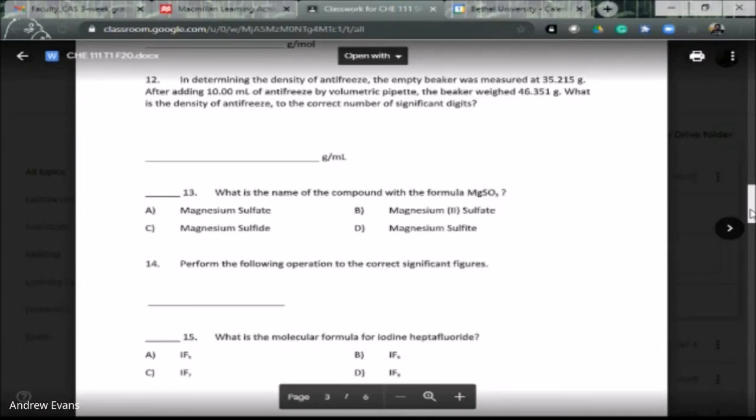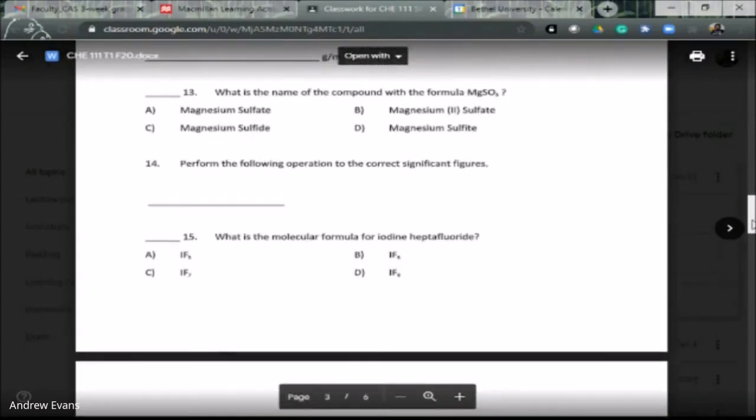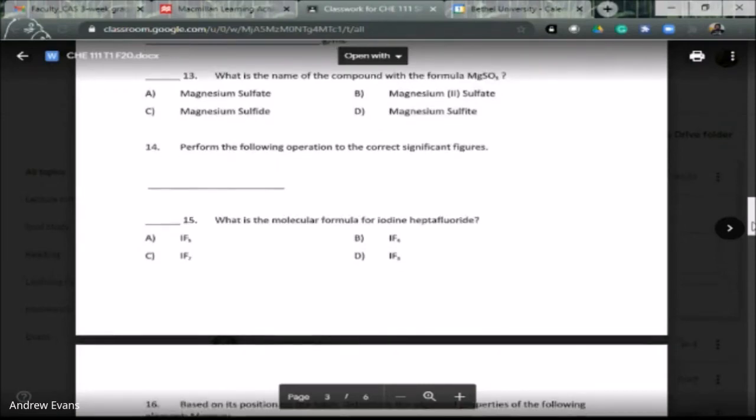If it's SO3, it'd be magnesium sulfite. If it's MgSO4, it's sulfate. If it's MgSO3, it's sulfite. SO4 is our base. To remove 1 oxygen means I change the ending from ate to ite. Obviously, we can't do this without opening it up in Word, and I'm not going to deal with that. I'm going to ask you to report numbers to the correct number of sig figs.